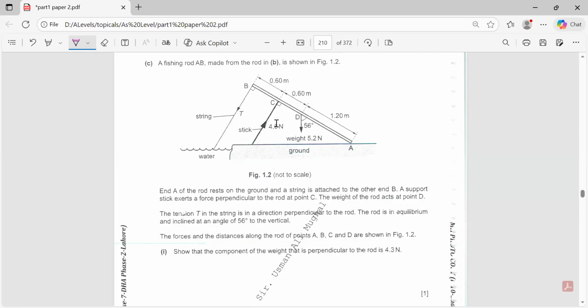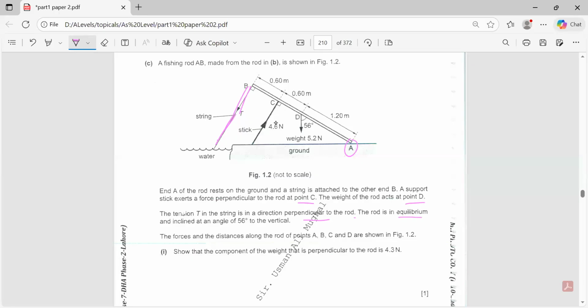End A of the rod rests on the ground and a string is attached to the other end B. So here one of the strings is attached on the point B side. A support stick exerts a force perpendicular to the rod at point C. The weight of the rod acts at point D. The tension in the string is in the direction perpendicular to the rod.